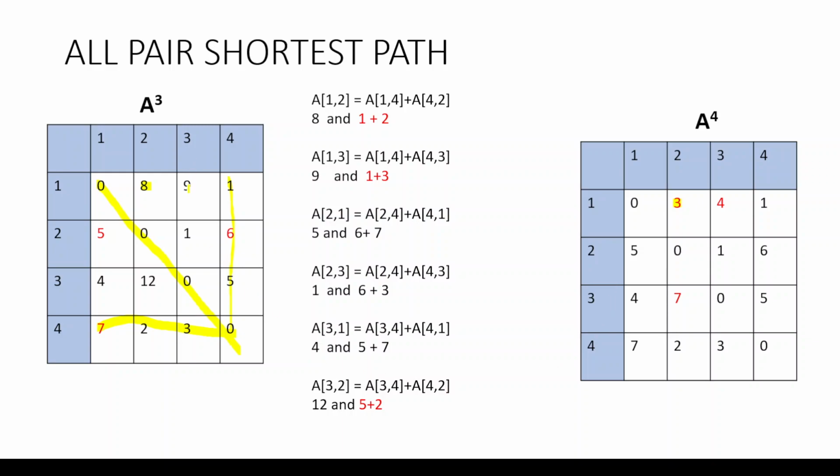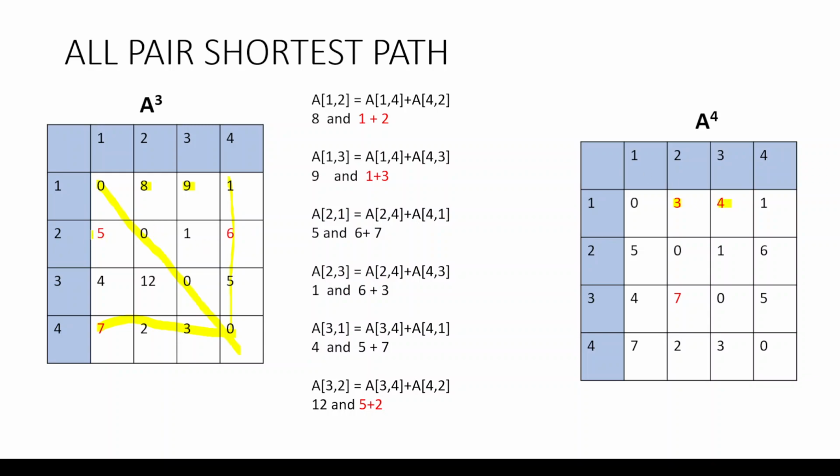Now we'll go for the next element, that is 1 comma 3. For 1 comma 3, the intermediate node is 4. So we are checking whether there is any shorter path from 1 to 4 and from 4 to 3. A of 1 comma 3 given here is 9, A of 1 comma 4 is 1, and A of 4 comma 3 is 3. Which is smaller here, 9 or 1 plus 3? 1 plus 3 is 4. Hence we can conclude that this 9 can be replaced by a shorter path, which is equal to 4.